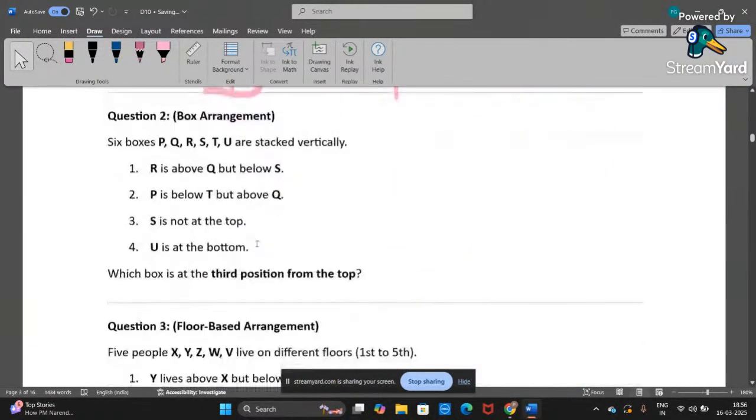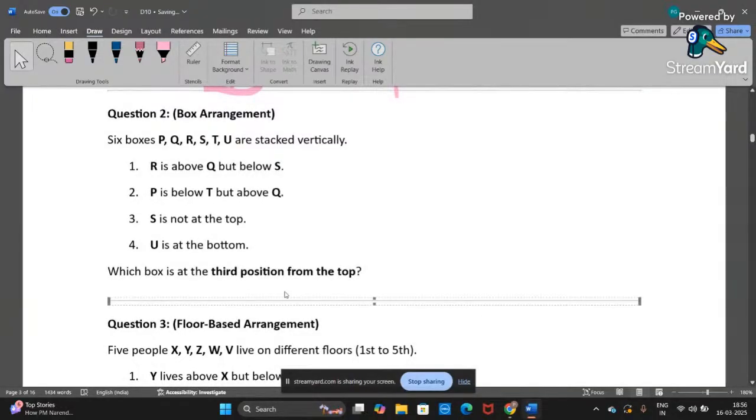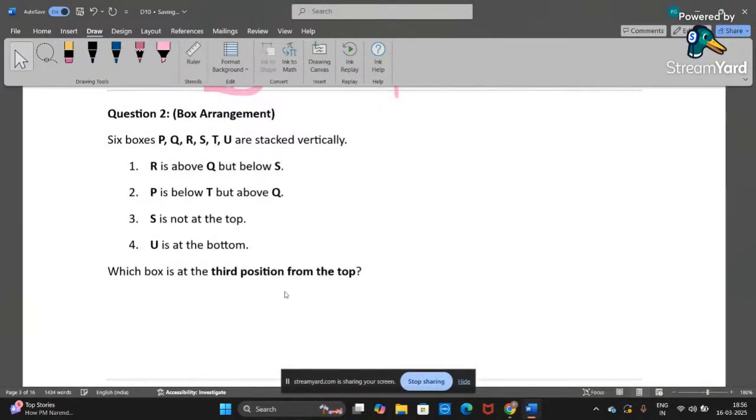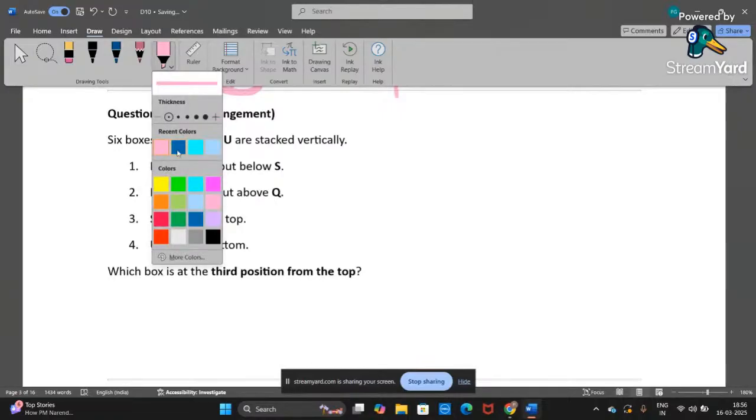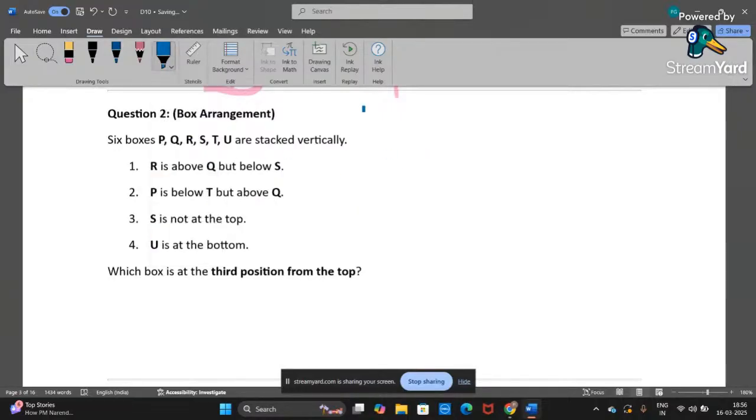Okay, let us solve this. Try to solve this one. P, Q, R, S, T, U are stacked vertically. Vertically means like this, right? Horizontal means like this. Okay.